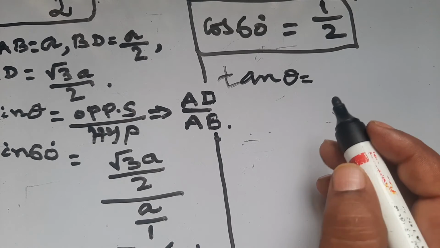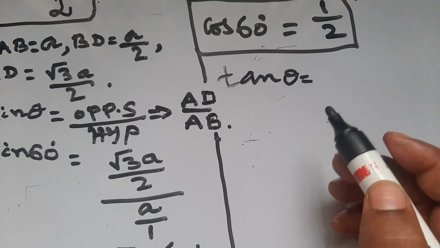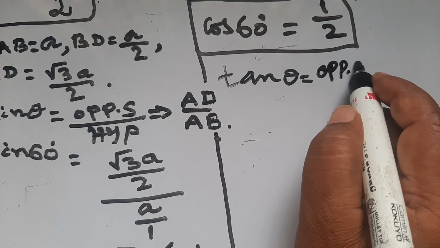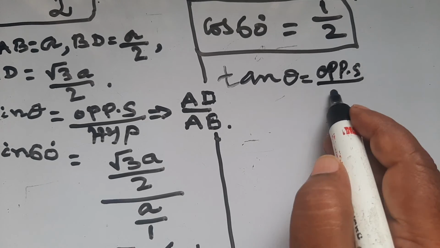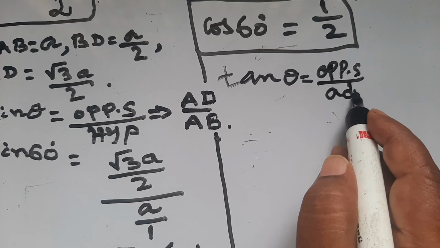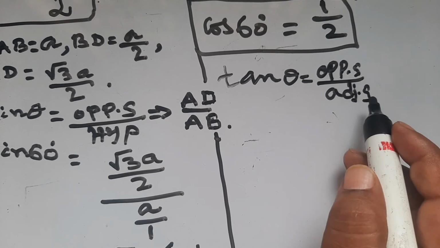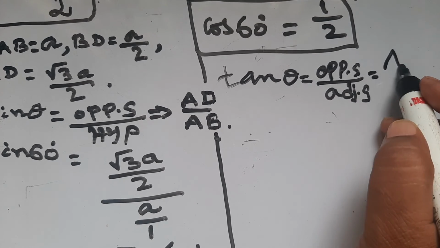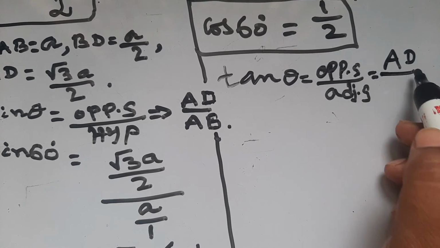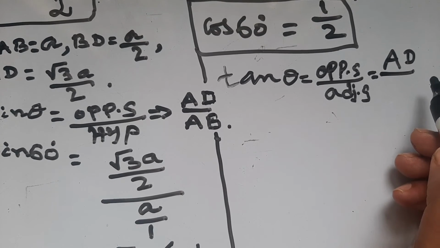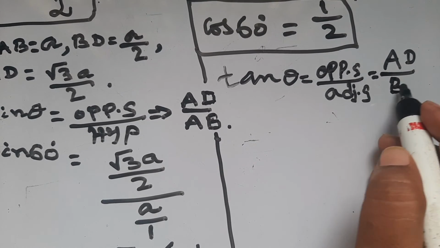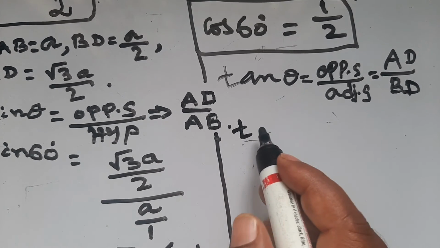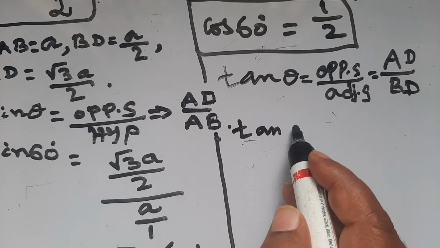Tan theta, what is coming, children? Opposite side by adjacent side, that is opposite side by adjacent side. Opposite side we can take as AD and adjacent side is BD. So, we can take tan 60; in the place of theta we can substitute 60 degrees.